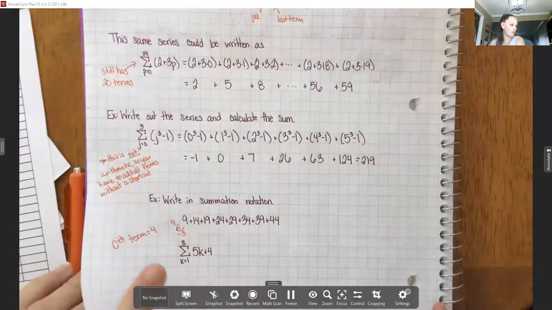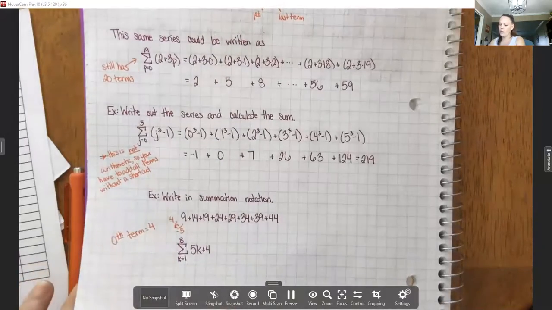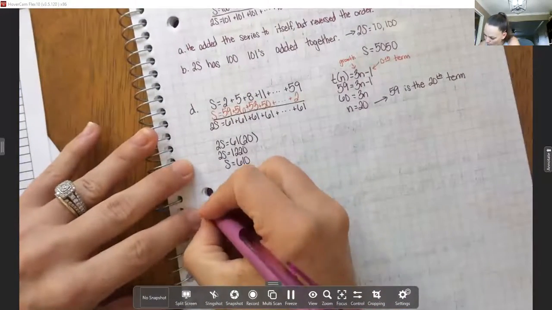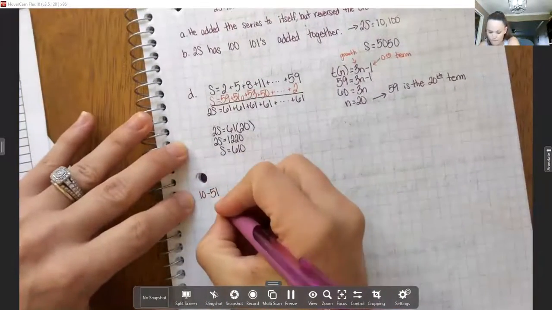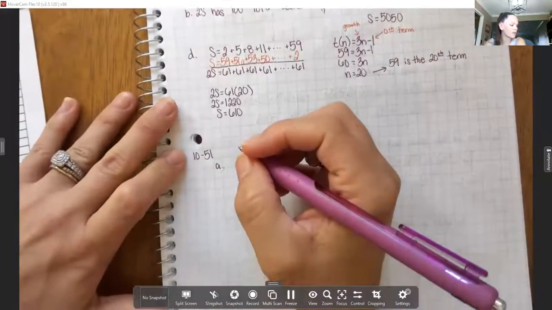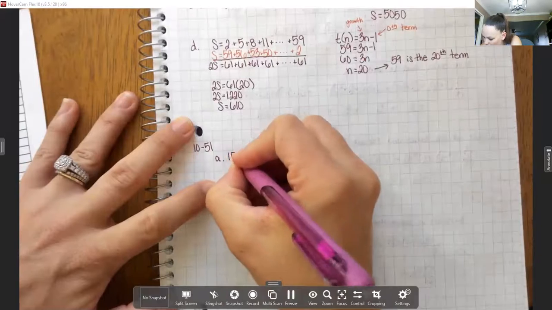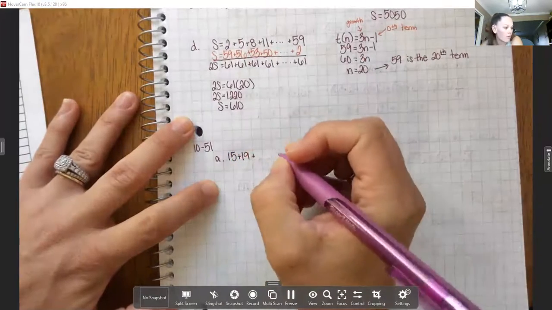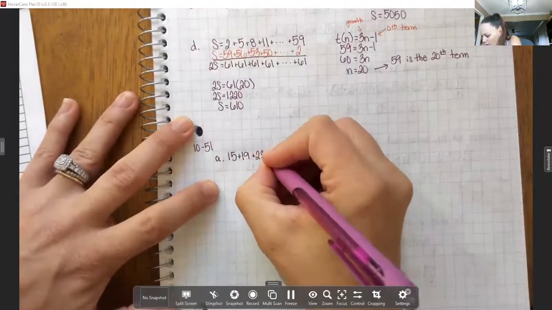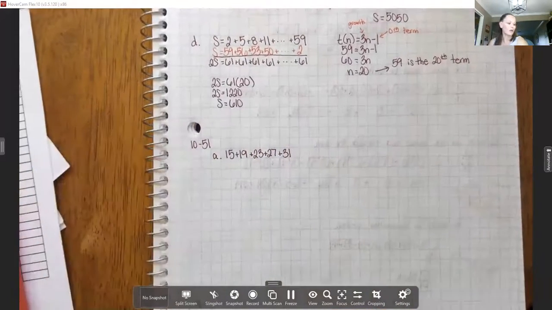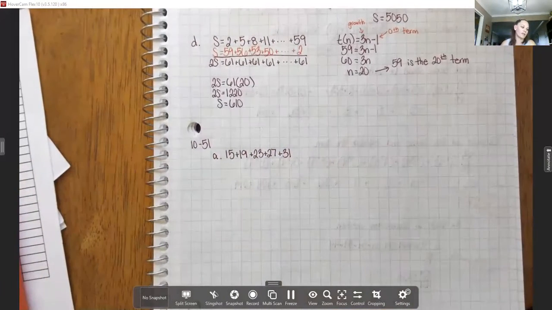Okay, so we're going to go to 51. There's parts A and B. A wants you to write this in summation notation. So 15 plus 19 plus 23 plus 27 plus 31. That's from the book. So it says use summation notation to represent this series. So try that one.